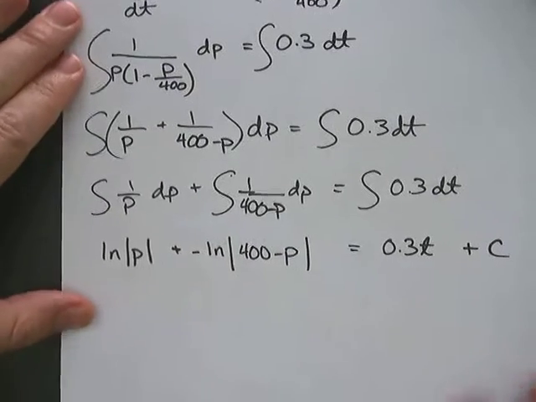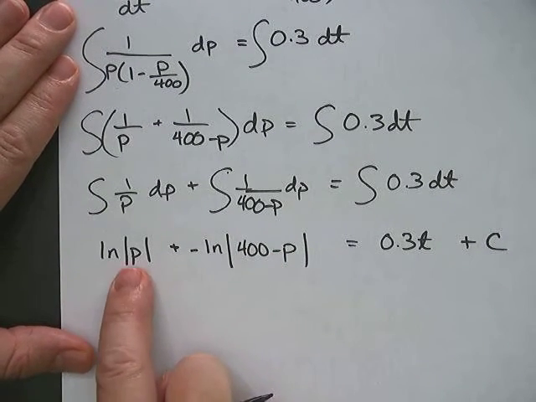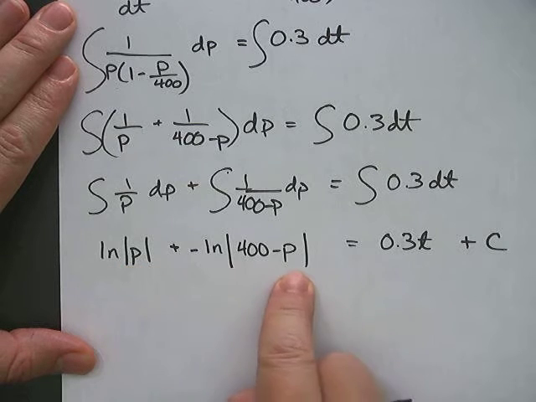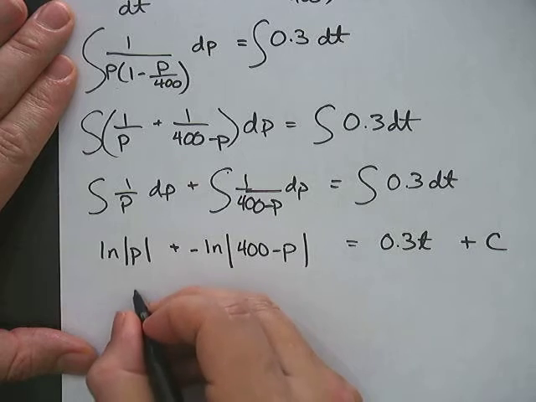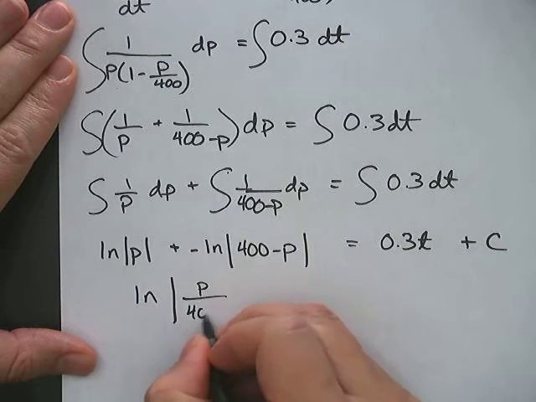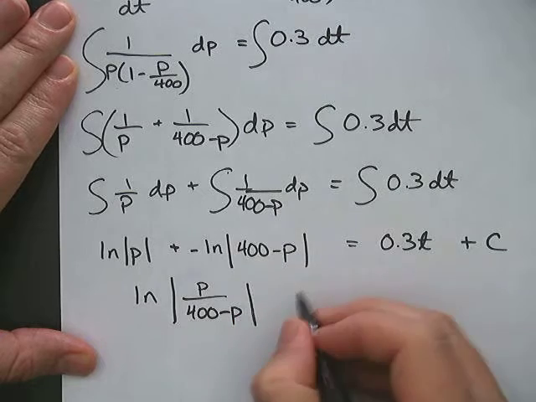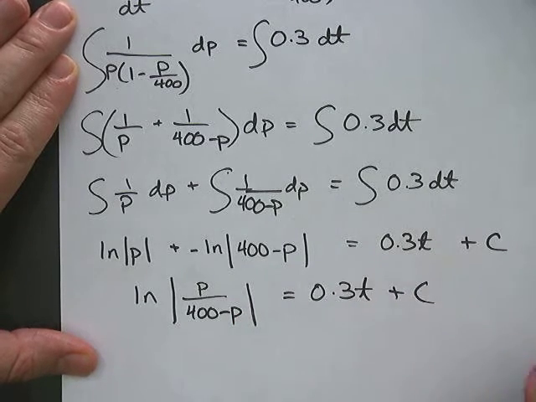Okay, let's combine these two. These are logarithm rules. So we have ln of p minus another ln of 400 minus p. The minus sign means I can divide. So I get ln of p over 400 minus p is equal to 0.3t plus c.